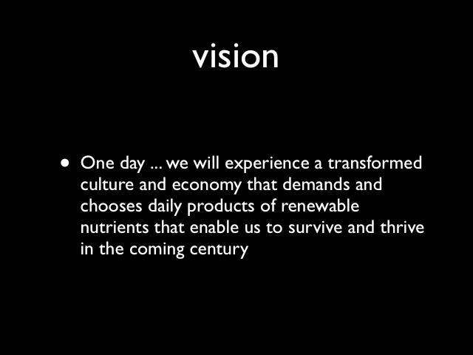The overall vision for OpenGreen, as I see it, is that one day we will actually experience a transformed culture and economy that demands and actually chooses with their dollars products of renewable nutrients that actually enable us to survive and thrive in the coming century.